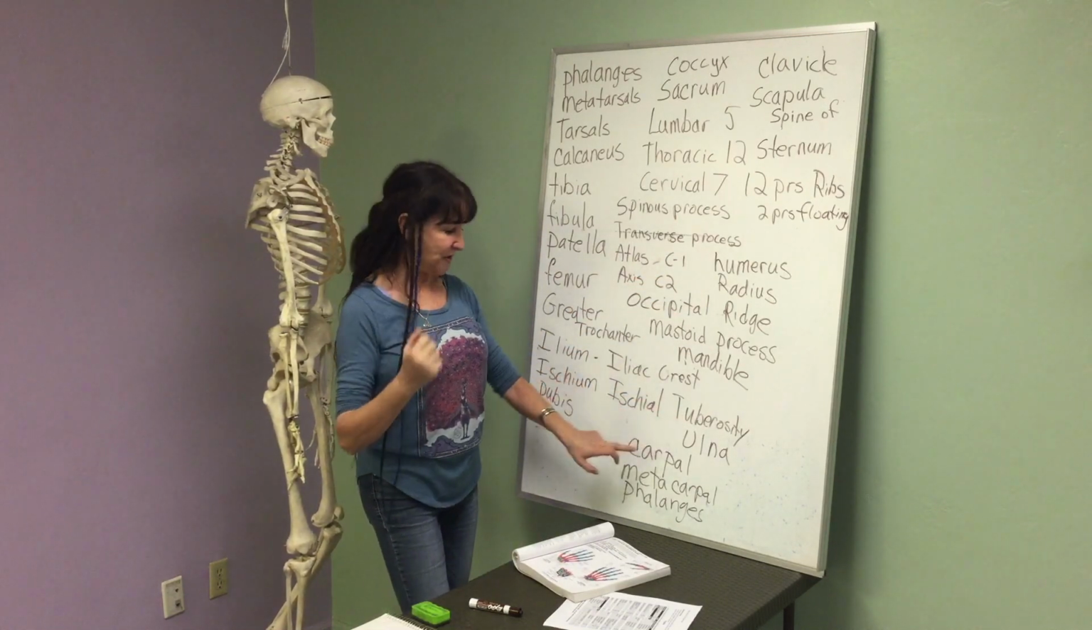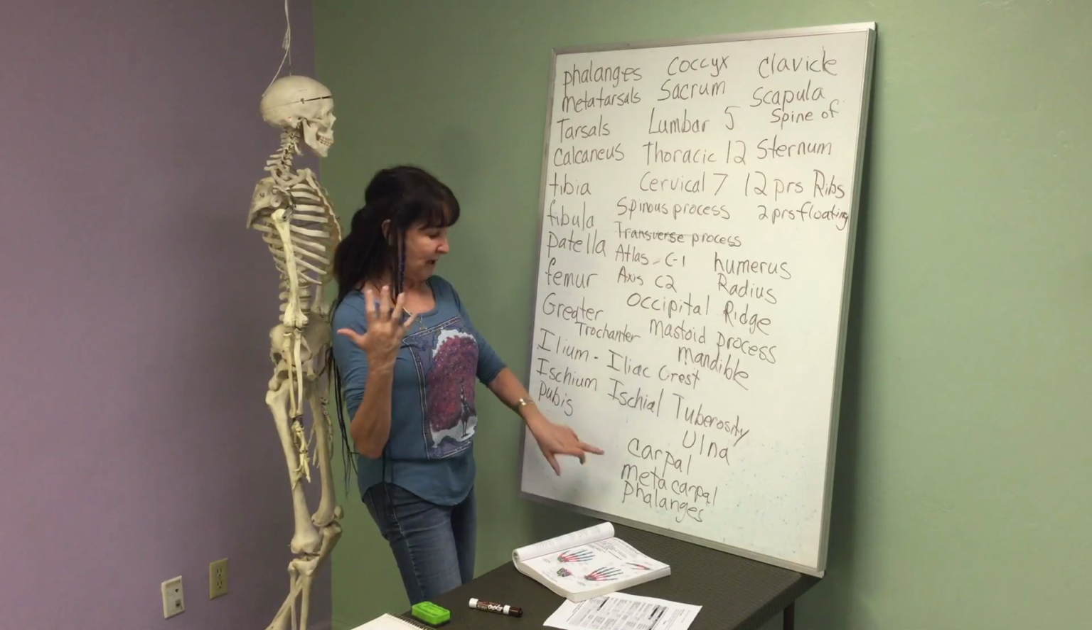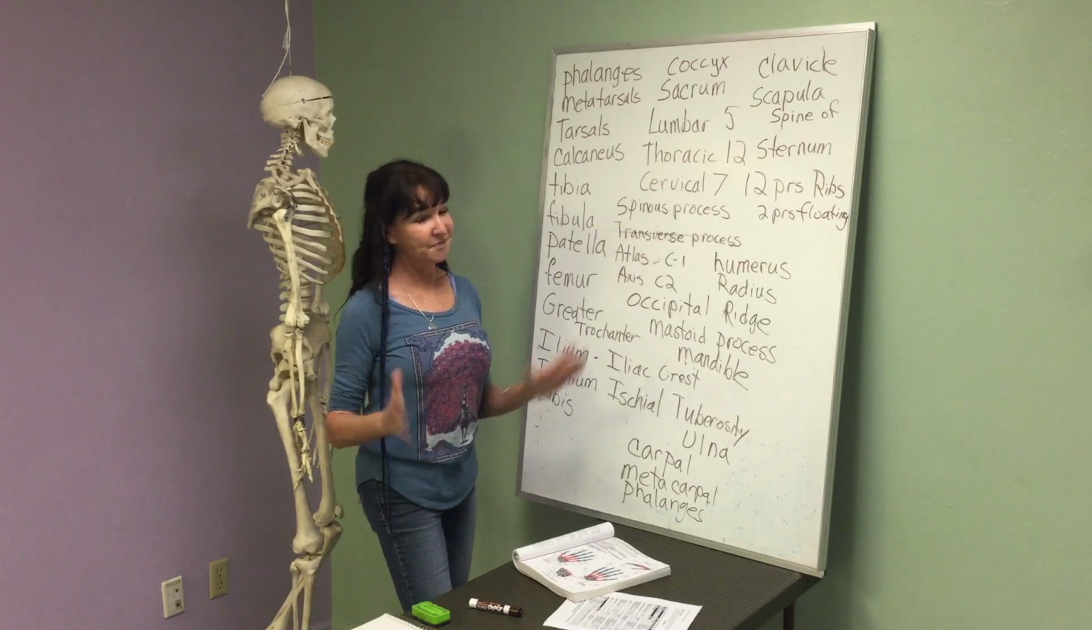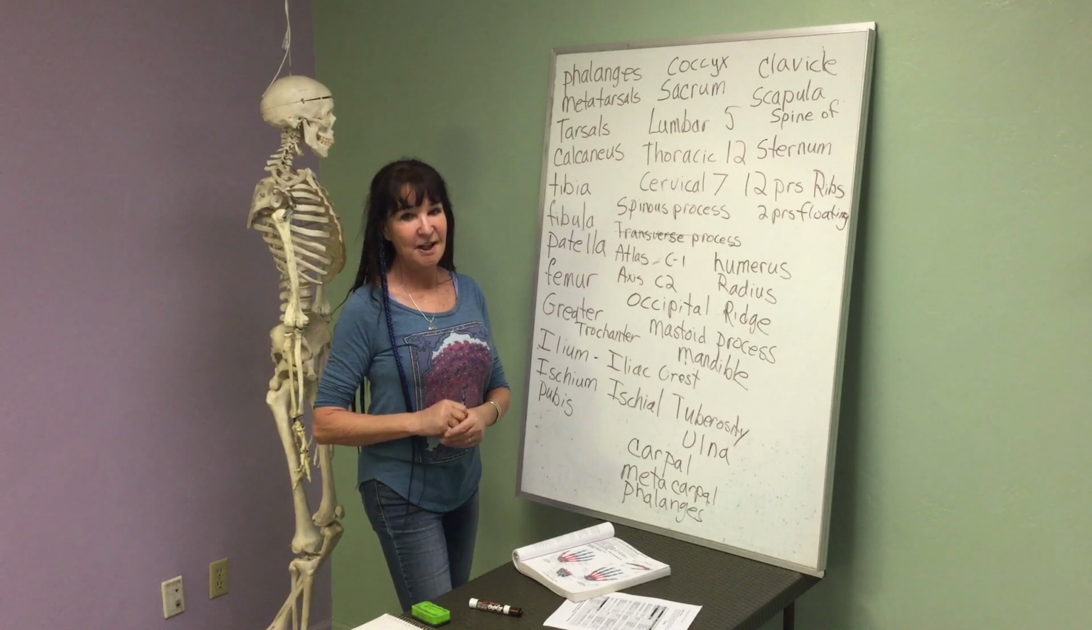Your hand bones: the wrist bones are the carpals, the hand bones are the metacarpals, and your finger bones are phalanges. That's it. That's the bones in the circulatory massage class.